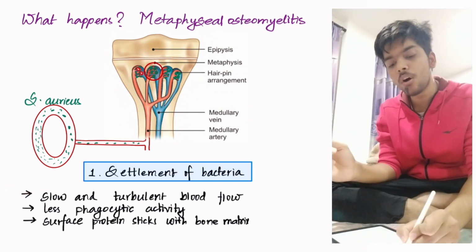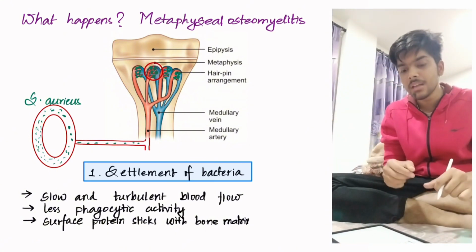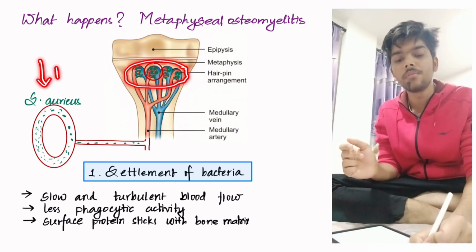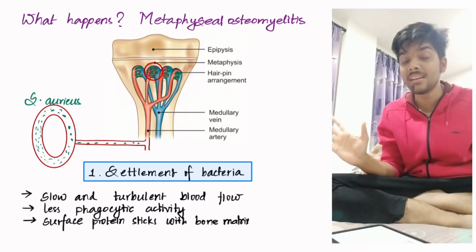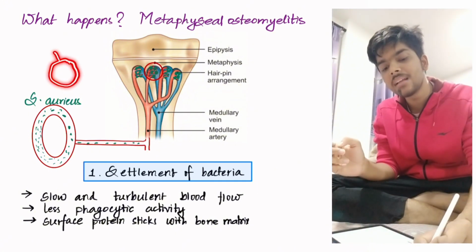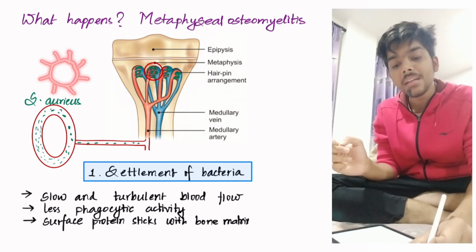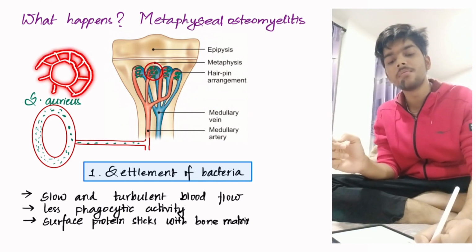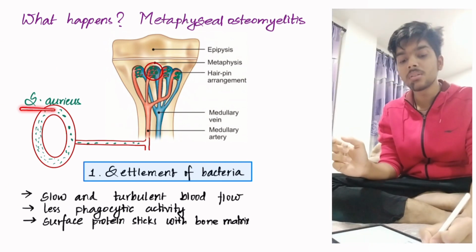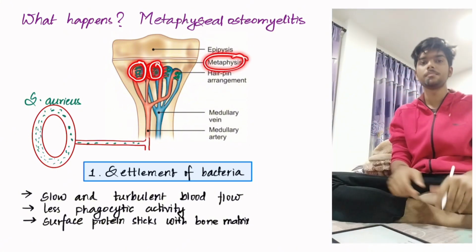Number two, once the bacteria gets accumulated here, it can get phagocytosed by WBCs. However, at this particular region, there is a very low count of WBCs. So the bacteria is safe there. Number three, on the surface of the bacteria, there are certain surface proteins that allow the bacteria to attach itself to the matrix of the bone. So there are three main reasons that allow Staphylococcus aureus to best settle at this particular place within the metaphysis.